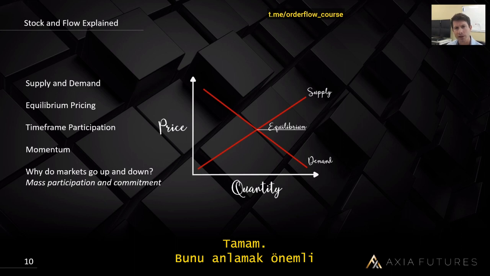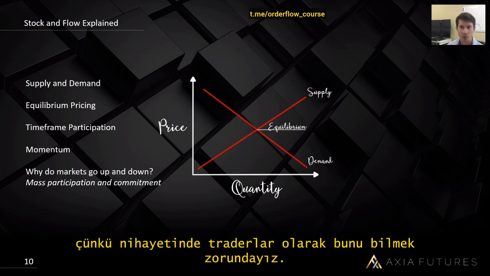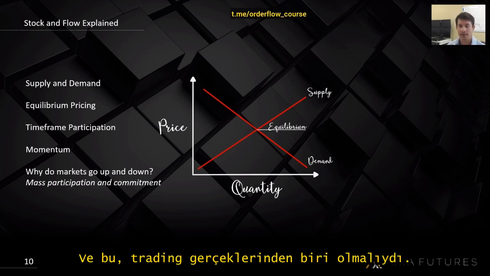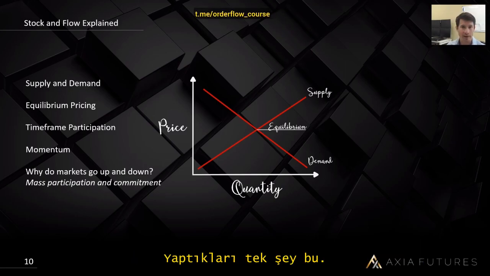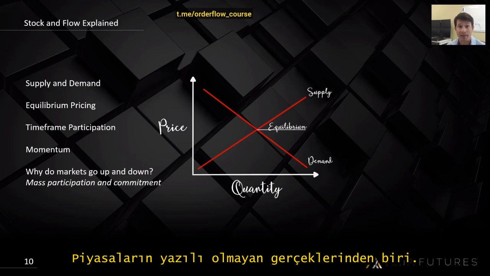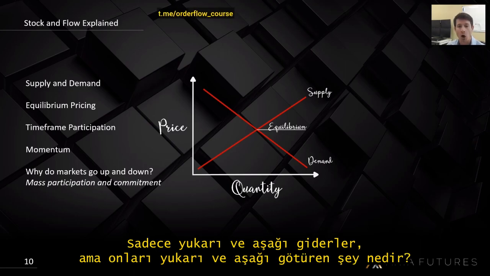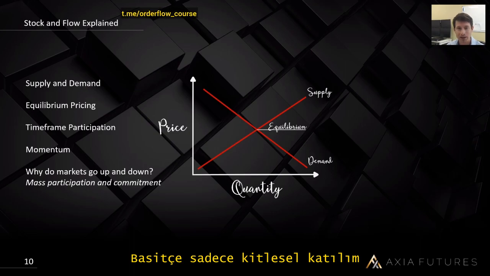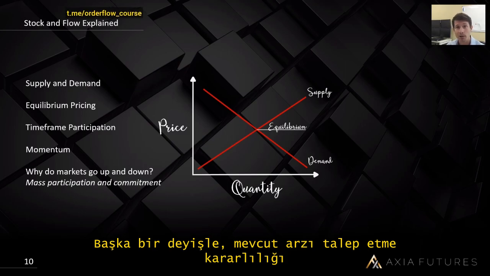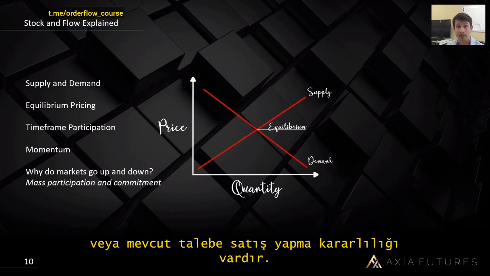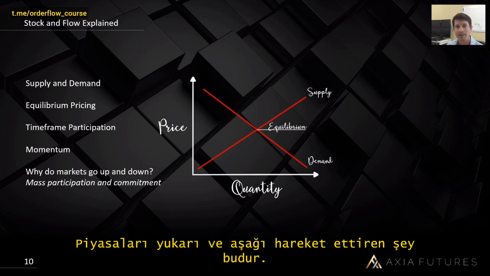Now, it's important to understand that because ultimately, as traders, we have to know that, and this should have been one of the truths of trading, but the reality is markets go up and down. That's all they do. We spoke about that. It's completely binary. It's one of the unwritten truths of the markets. They only go up and down. But what makes them go up and down? Well, it's simply mass participation and agreement ultimately, as well as commitment. In other words, there's a commitment to demand the available supply, or there's a commitment to sell into the available demand. Right? That is what makes the markets move up and down.